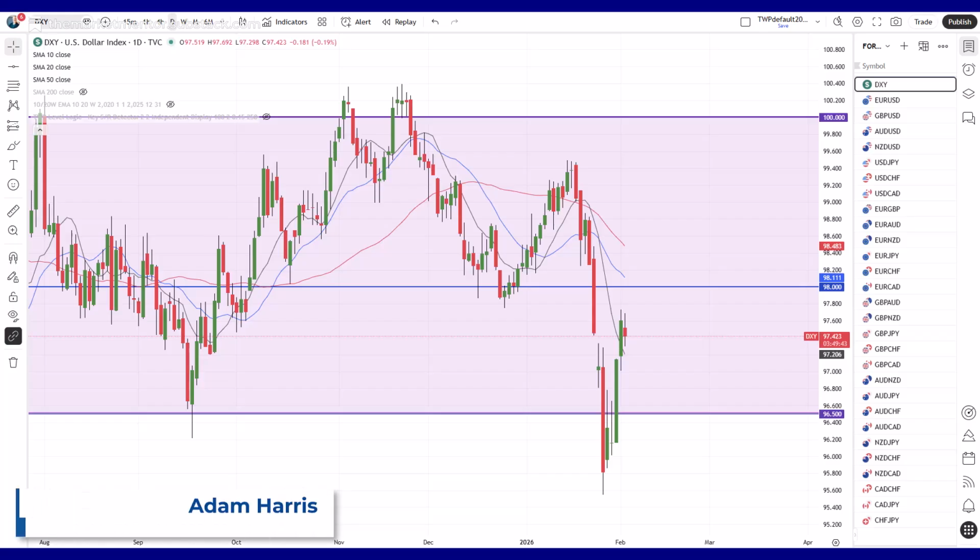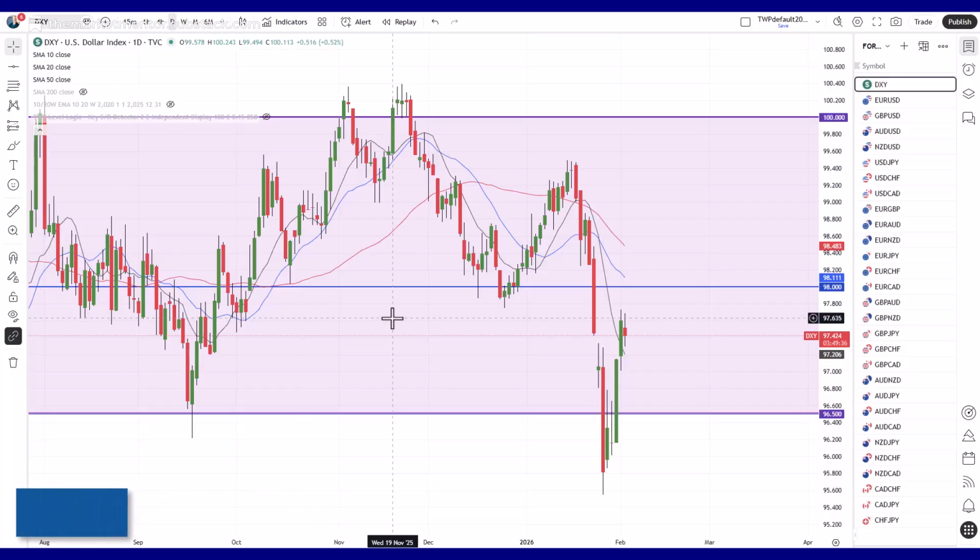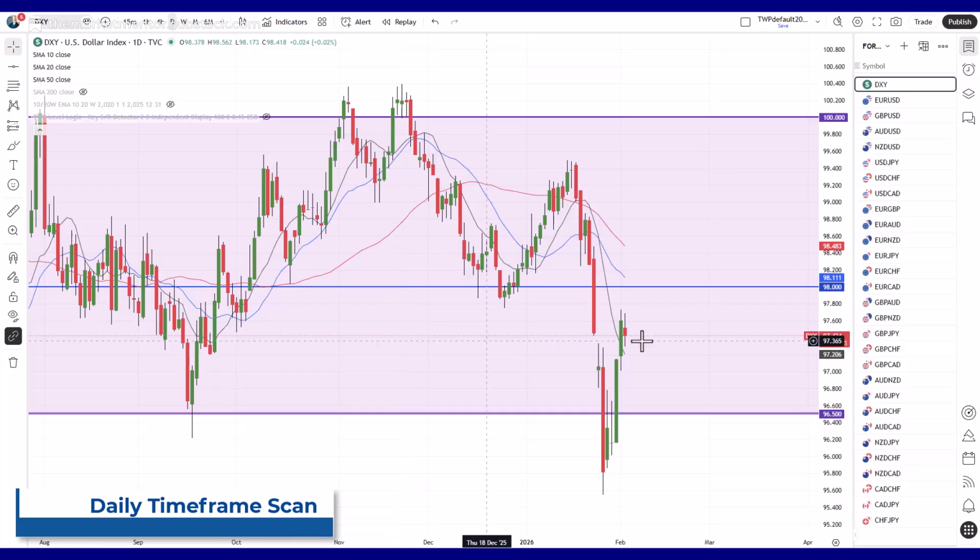Welcome traders. It is Tuesday evening, 10 past 8 in the evening, and it's the 3rd of February. Let's have a quick look across the market and see if there are any nice swing trades available.